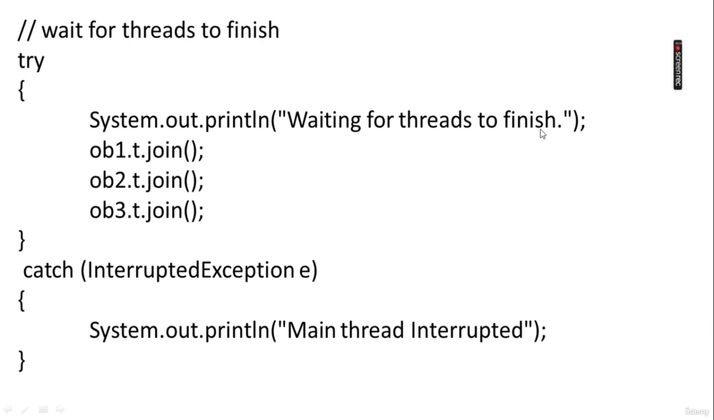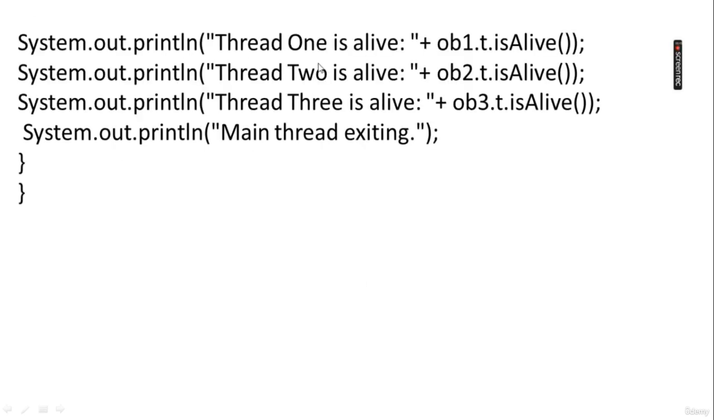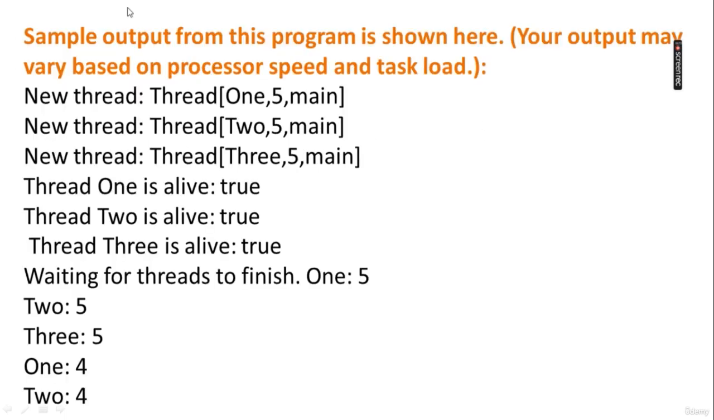Now waiting for the threads to finish. Object 1 dot T dot join. The same way we are calling isAlive, the same way we are calling the join method over here. And here also we are catching the interrupted exception. Thread 1 is alive, thread 2 is alive, thread 3 is alive, and main thread exiting.